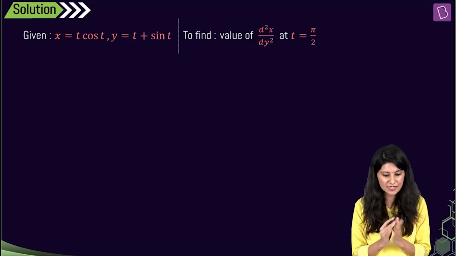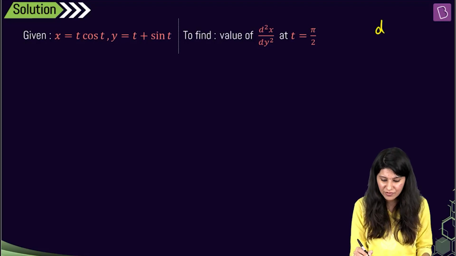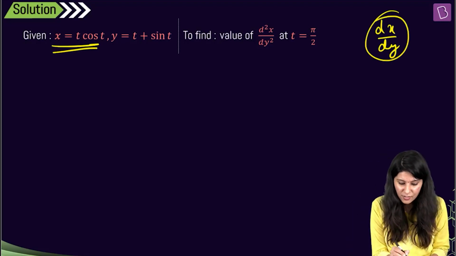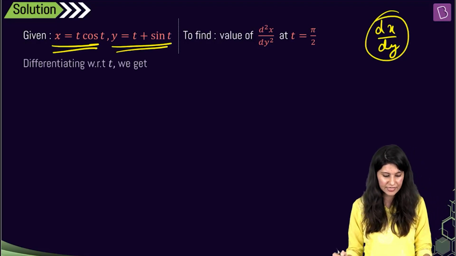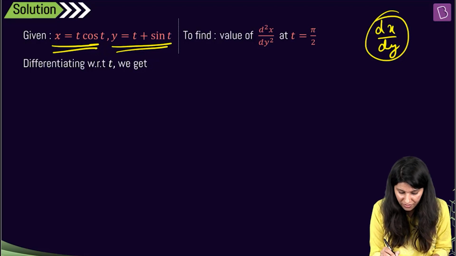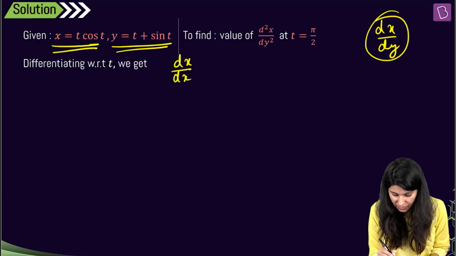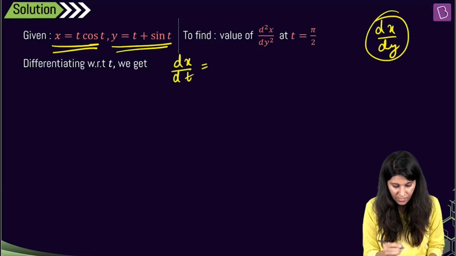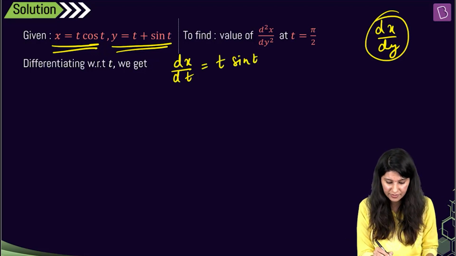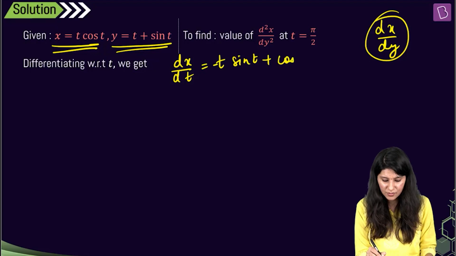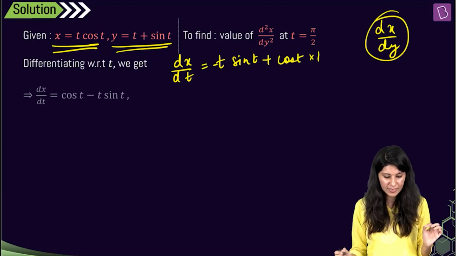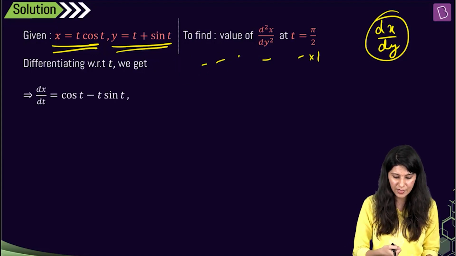So first thing is very easy. We need to calculate first dx by dy. For that, we need to figure out dx by dt and dy by dt. So differentiating with respect to t, over here dx by dt would be equal to what? So t cos t, product rule. T is constant, this would be minus sin t. Plus, now cos t is as it is, then the derivative of t would be 1. So cos t minus t sin t is dx by dt.